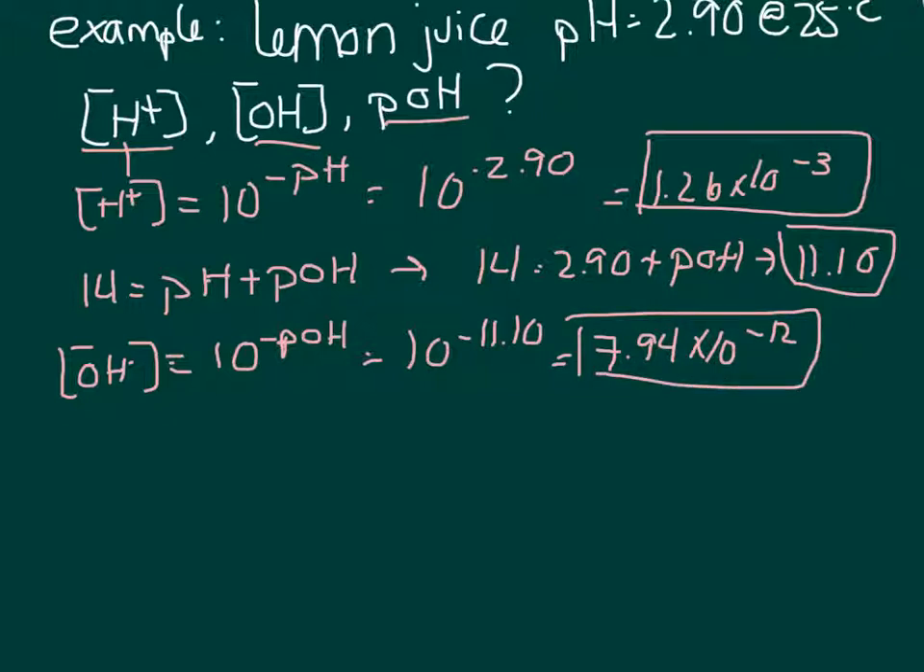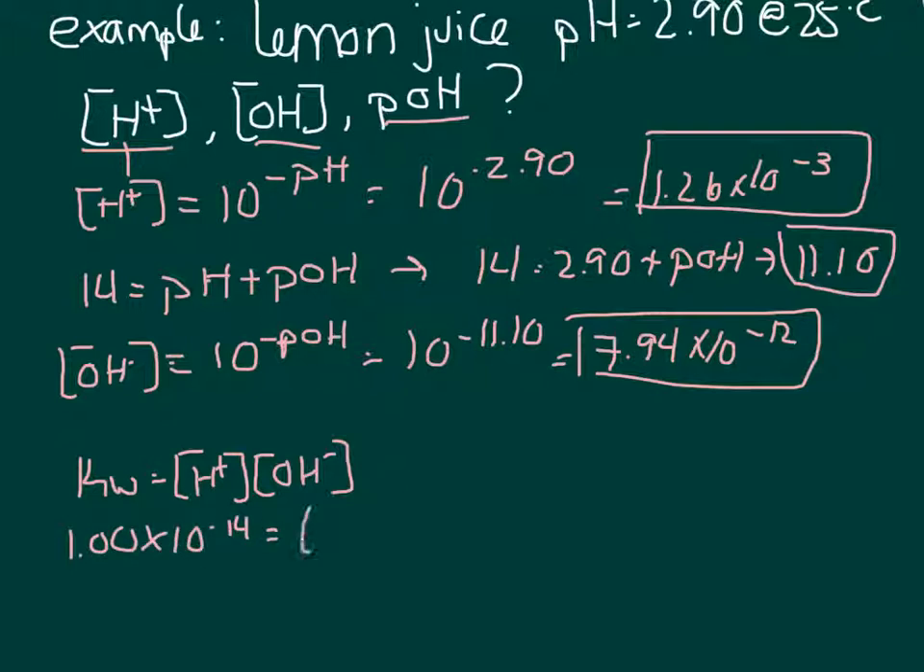The other way in which you could have done this is we know our Kw, we know our hydrogen concentration, therefore we could calculate our hydroxide concentration. When you go through and solve this problem of 1.00 times 10 to the negative 14th divided by 1.26 times 10 to the negative 3rd, you are going to get the same value. Pick a method that works for you, that you can remember, but there are multiple ways in which to solve one problem.